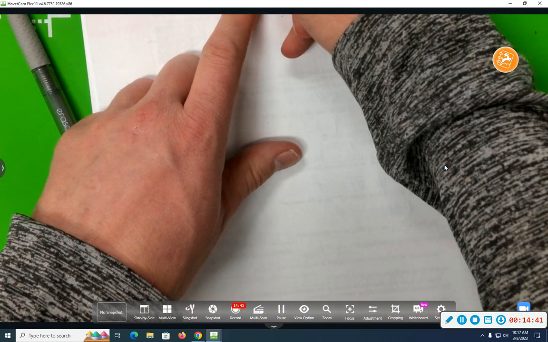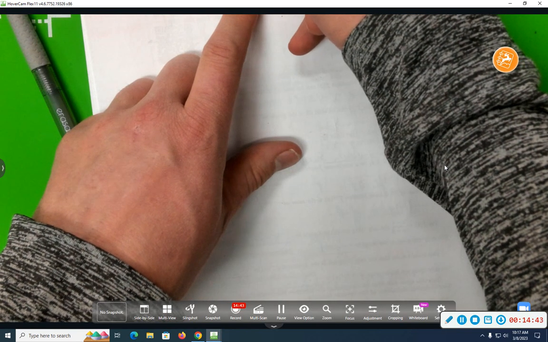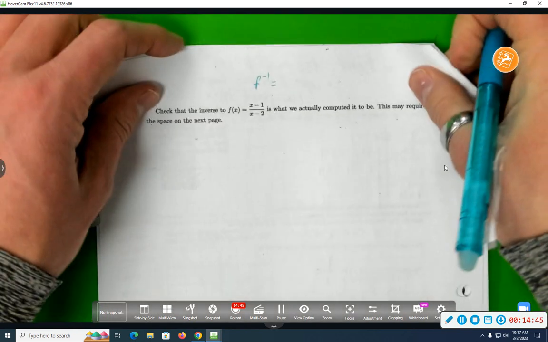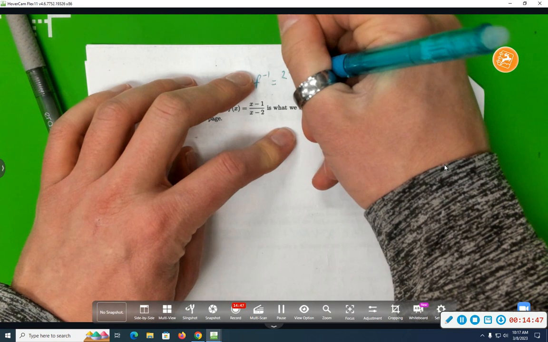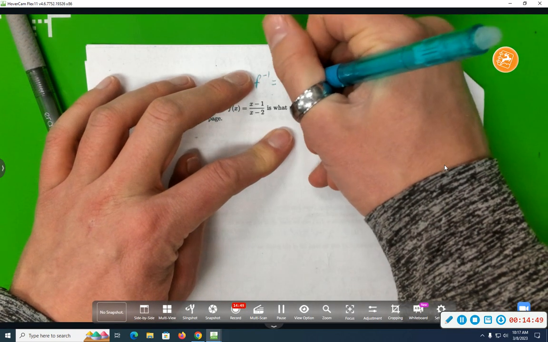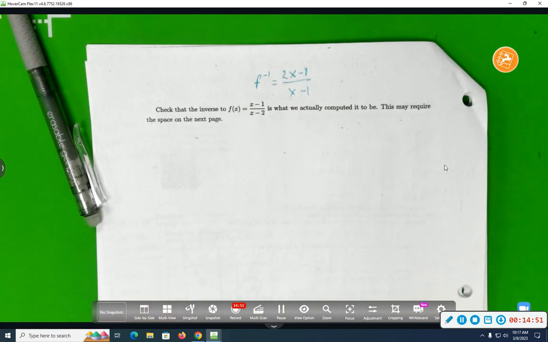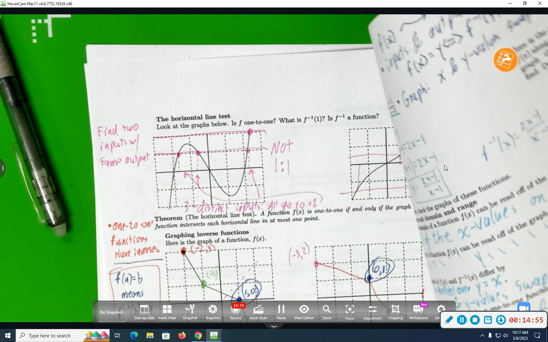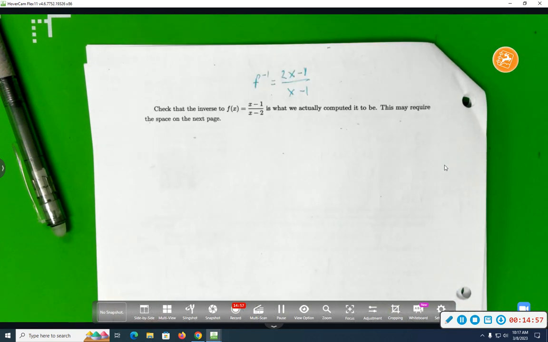So let's check that the inverse to this is what we computed it to be. And if I remember right, we got 2x minus 1 over x minus 1 as the inverse to this function. My short-term memory is very bad. 2x minus 1 over x minus 1. Yes, okay.